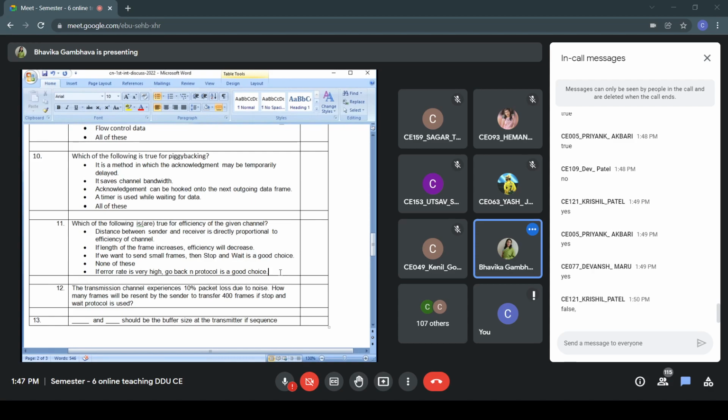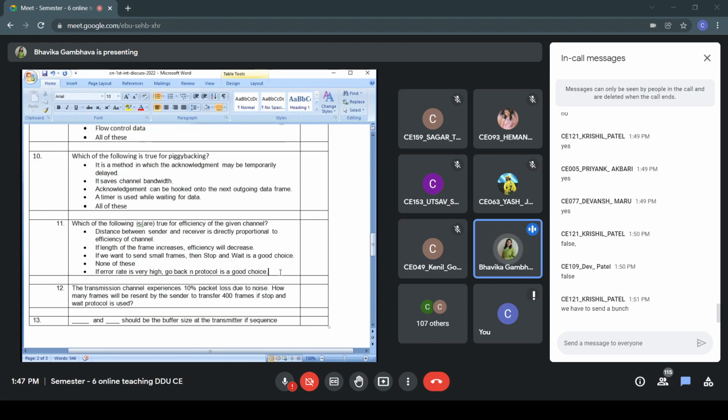Yes, that is false. If the error rate is very high, there are chances that one of the frames will be corrupted. And whenever one of the frames is corrupted, in the case of the Go-Back-N protocol, we will have to send a bunch of frames. That means so many frames will be retransmitted whenever one of the frames fails. So that is not a good choice.